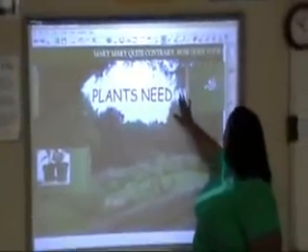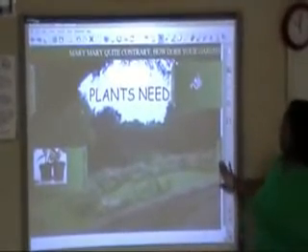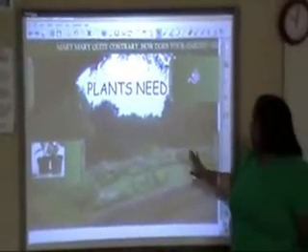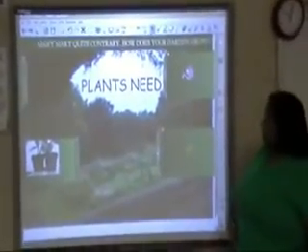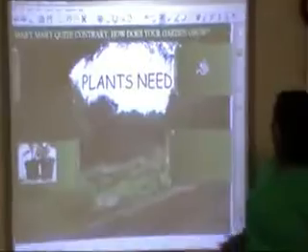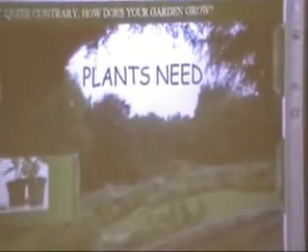At that time, the student can come over to the pull tabs and they will see pictures that show the needs of a plant: water, sunlight, food, and air. And if they click, it goes right back in.